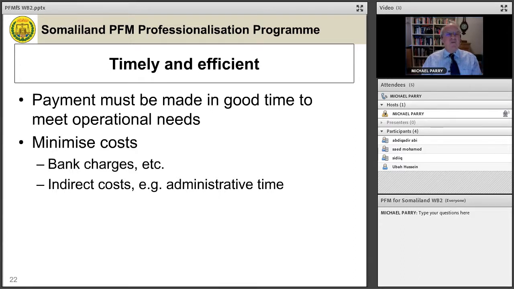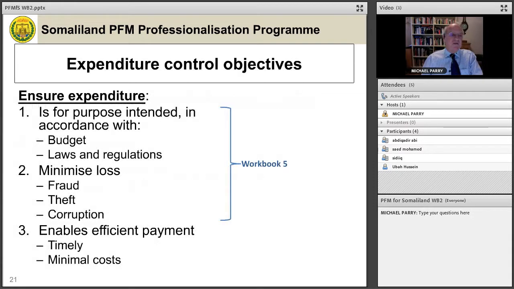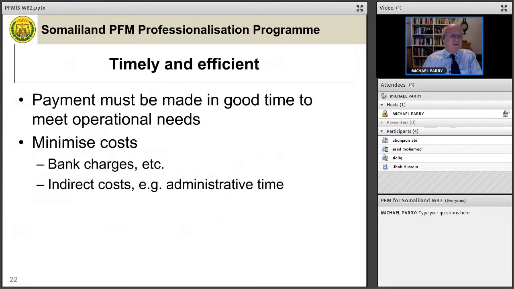So money must be available in good time to meet operational needs. And you don't want to spend any more than you need to on getting the money to people. There's bank charges. You want to minimize any bank charges. TSA is one way of doing that. We'll talk about it in a moment. But not just bank charges, also all the indirect costs. Sometimes the bureaucratic process is so difficult and time-consuming that it actually has a substantial cost. So although you must remember the other objectives of minimizing loss through fraud, theft and corruption, at the same time you need to balance these against the costs of too much bureaucracy.